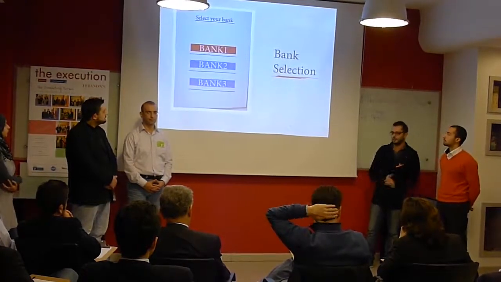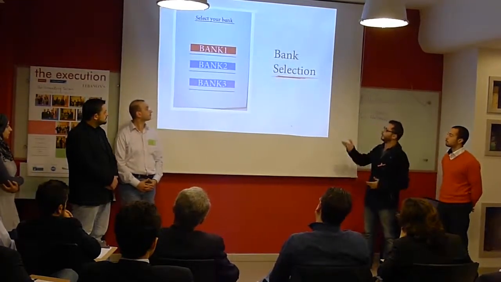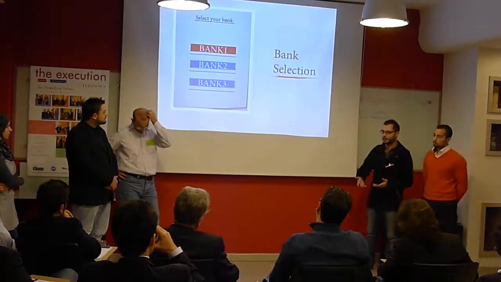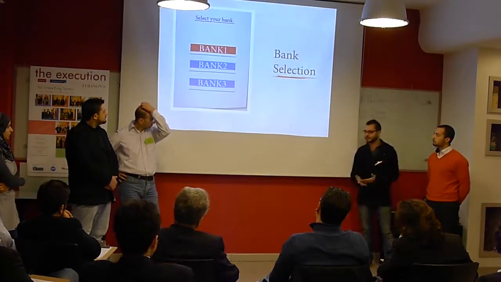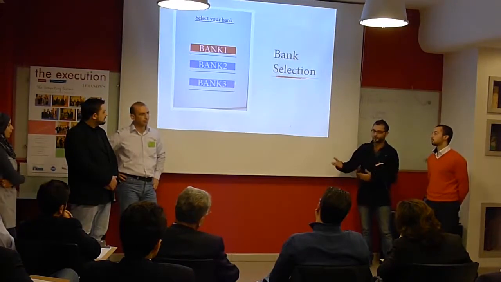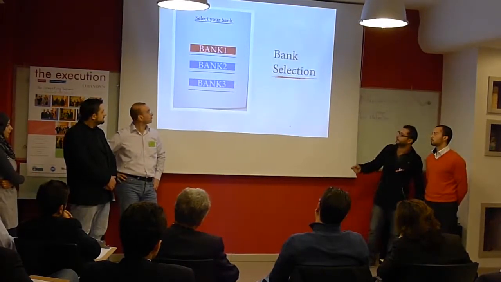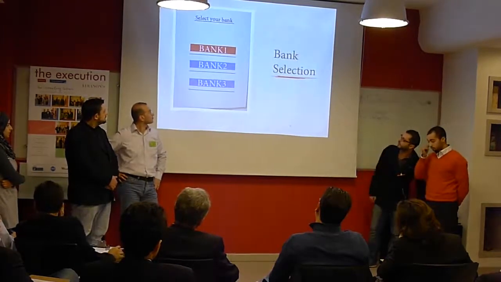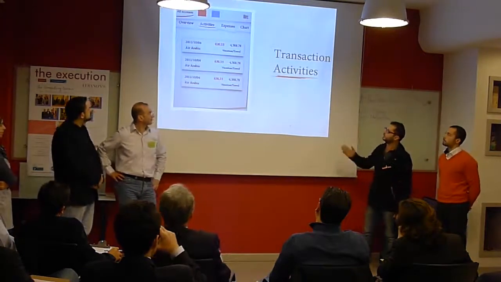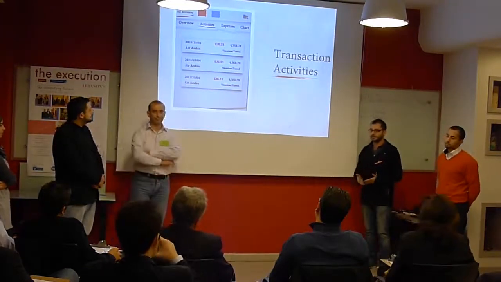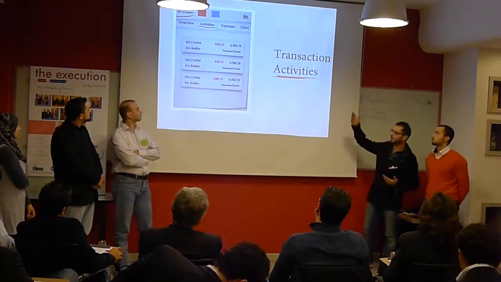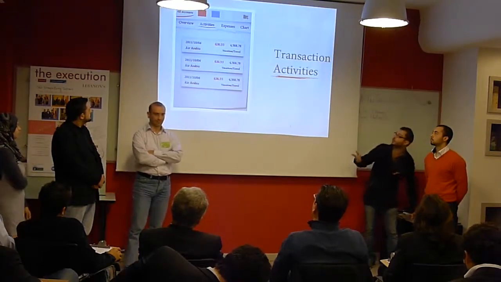Basically, we do have bank selections. After you enter the PIN code for the first time, you can add bank accounts with different banks. Since each bank has its own method of mobile banking, we have different options. We can see the transaction activities. Every time we use any of these cards that are connected to this mobile application, we have a list of transactions that we can use.